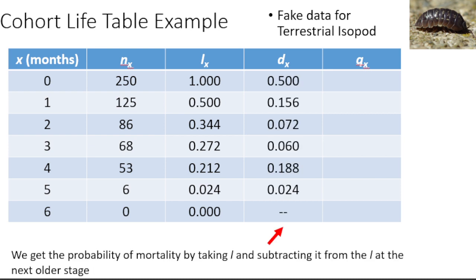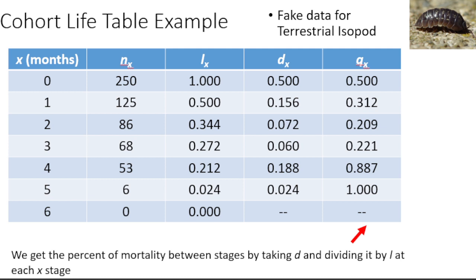And this gives you some survivorship. And then you have DX, which is probability of mortality by taking L and subtracting it from the L at the next older stage. Then you have QX, which is the percent mortality between stages, which is by taking D and dividing it by L at each X stage.